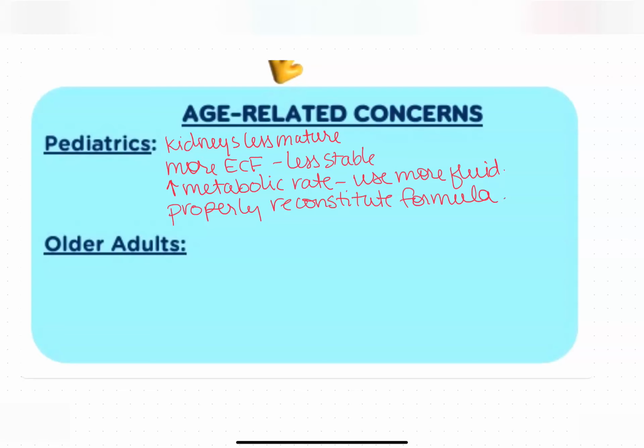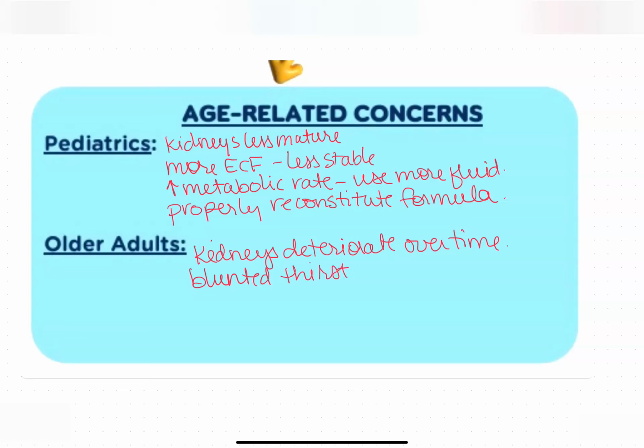Now, with older adults, we know that the kidneys deteriorate over time, so that's going to be an issue as well. We also know that the older adult has a blunted thirst mechanism. So in this particular case, that's going to make them more susceptible to dehydration. The older adult has less body water as they age, which also increases their fluid volume imbalances.